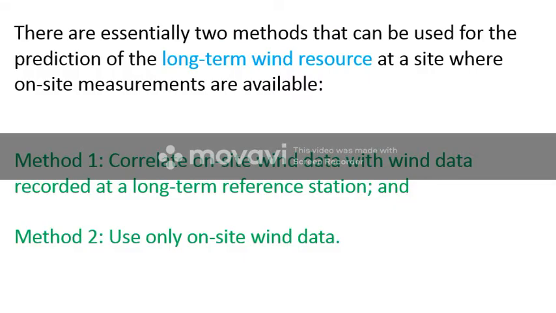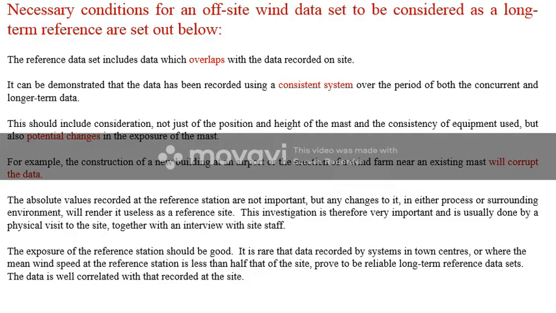There are essentially two methods that can be used for the prediction of the long-term wind resource at a site where on-site measurements are available. Method 1: correlate on-site wind data with wind data recorded at a long-term reference station. Method 2: use only on-site wind data. Necessary conditions for an off-site wind data set to be considered as a long-term reference are set out below. The reference data set includes data which overlaps with the data recorded on site.